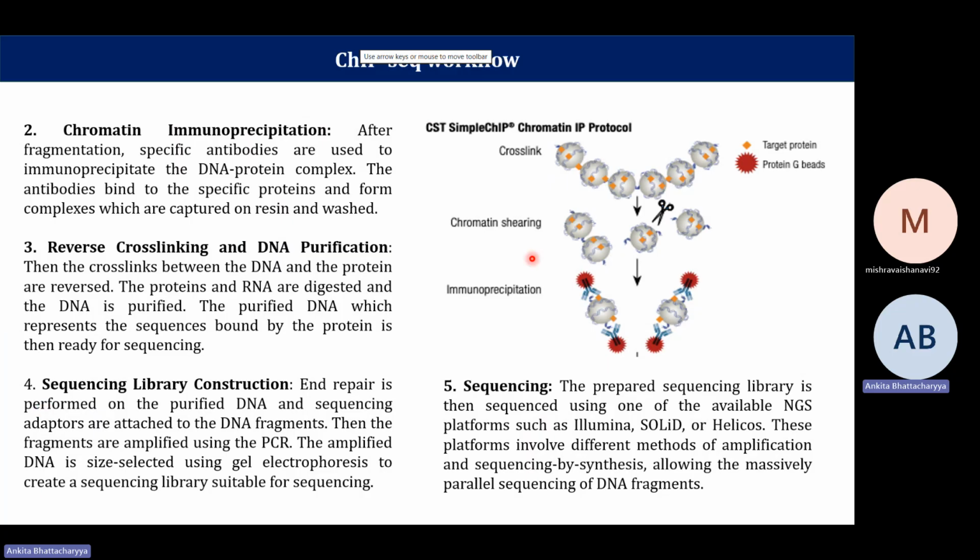And finally, sequencing. If you remember, we had already discussed this when we began our classes on high throughput sequencing methods. We talked about different strategies which are often used for sequencing. Now, in this case, it is simply DNA sequencing, and it can be performed using any available NGS platform like Illumina, Solid, Helicos, etc. And this involves different methods of amplification, sequencing by synthesis, allowing the massive parallel sequencing of DNA fragments.